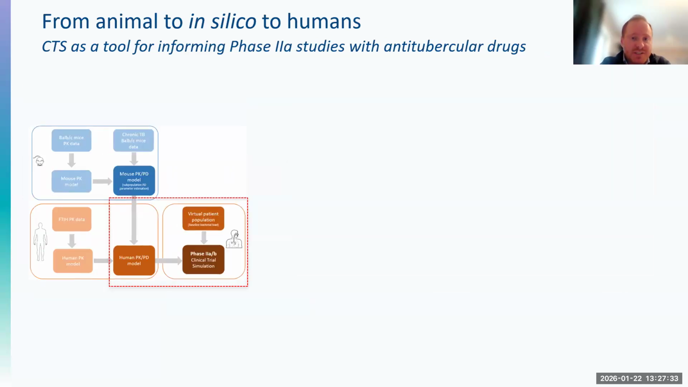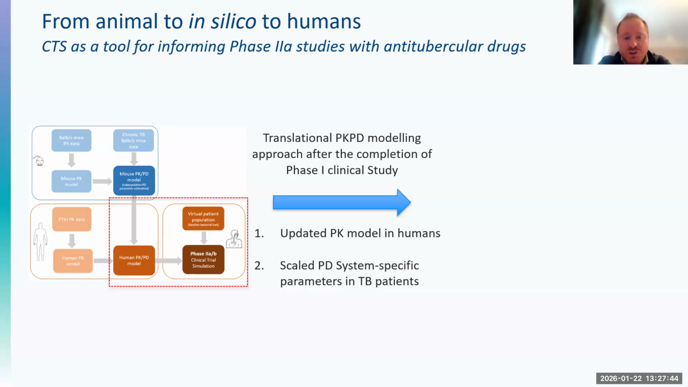Moving on to phase 2 studies, as I said earlier, we have to translate the PK/PD model from preclinical species to humans. In order to do so, we can scale some specific pharmacodynamic system-specific parameters from mice to humans. And after the completion of the phase 1 clinical study, we can update our PK model utilizing the actual observed data of the phase 1 study that has been completed.